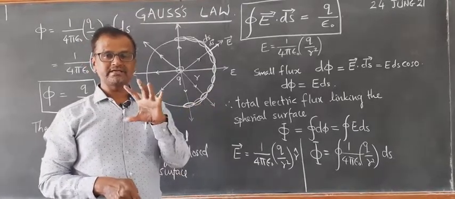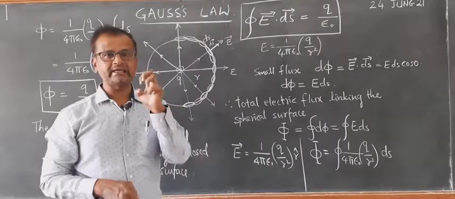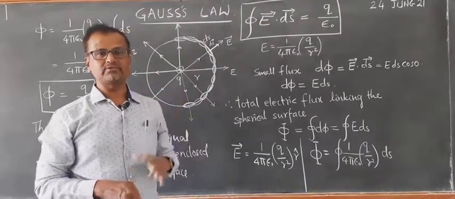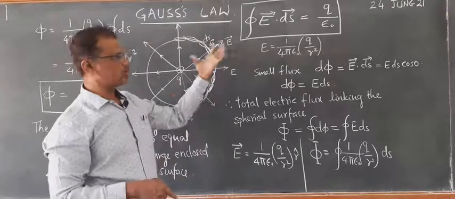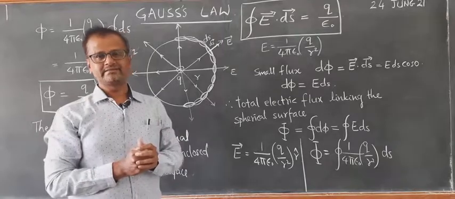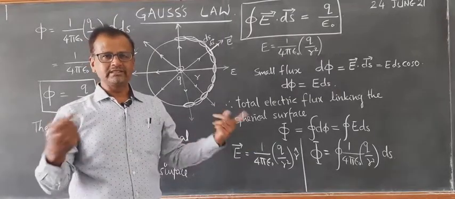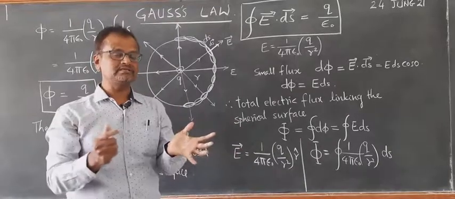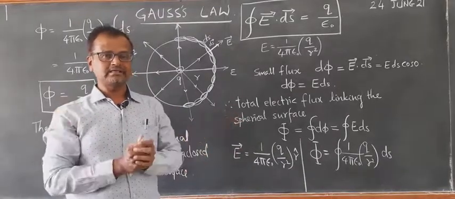Coulomb's law states about the electric field and electric force, the cause of electric field and cause of electric force, whereas Gauss law states about electric flux, which is a scalar quantity. In general, the quantity of electric field linking with the surface is called electric flux.